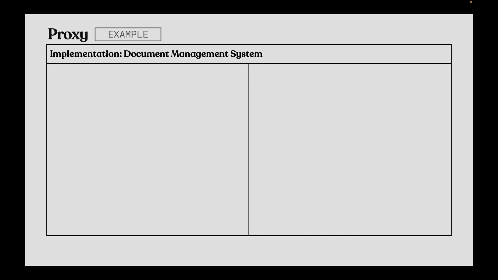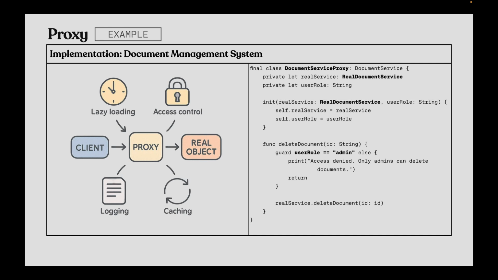The proxy also conforms to the same interface. It holds a reference to the real service. Before delegating the call, it checks the user's role. If the user is not an admin, the request is blocked. Otherwise, it forwards the call to the real service.